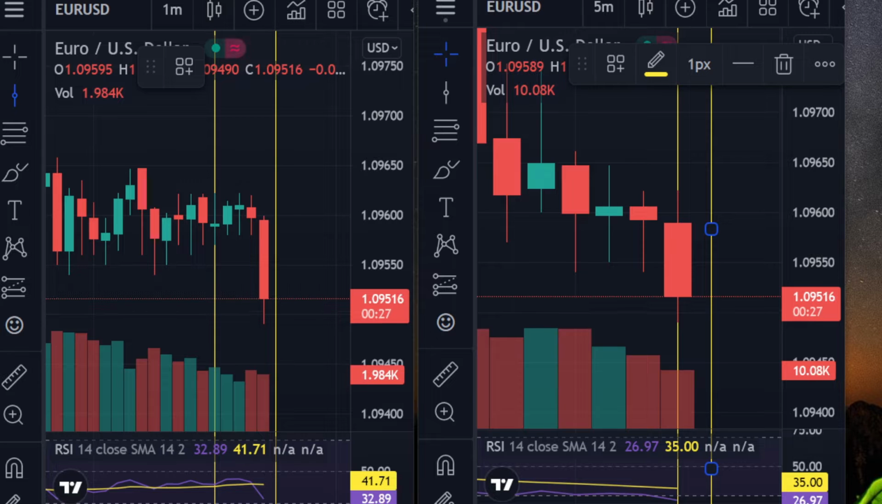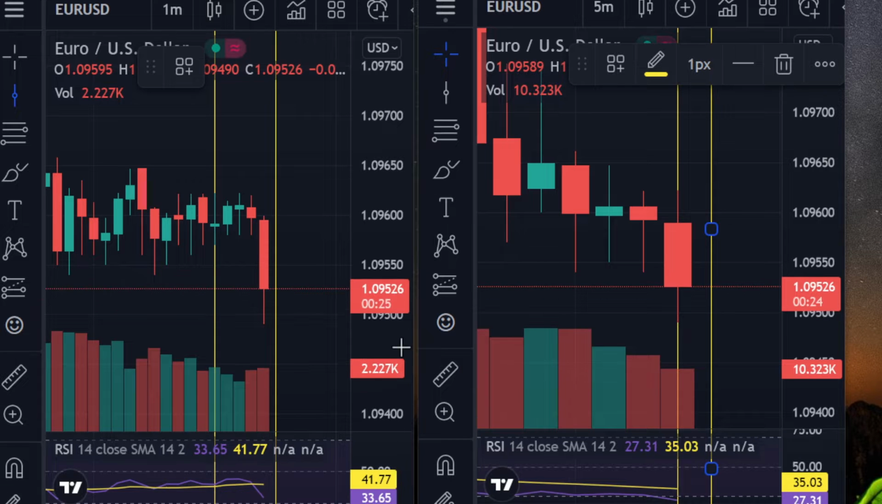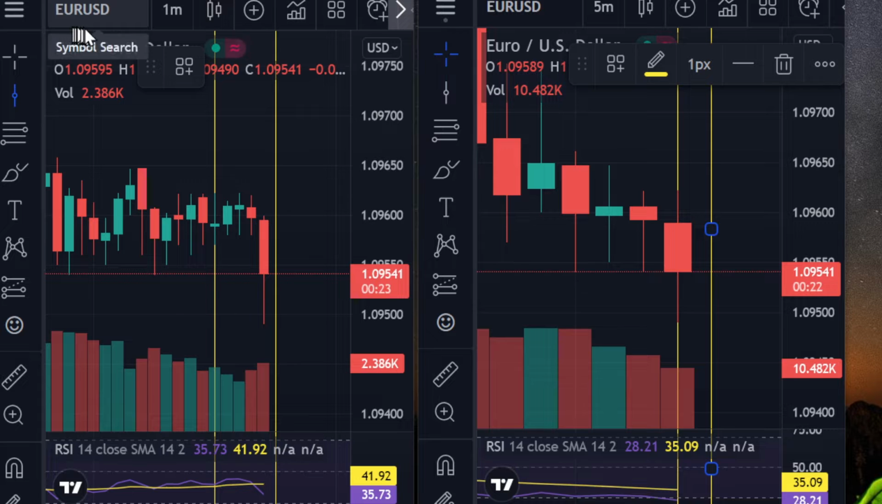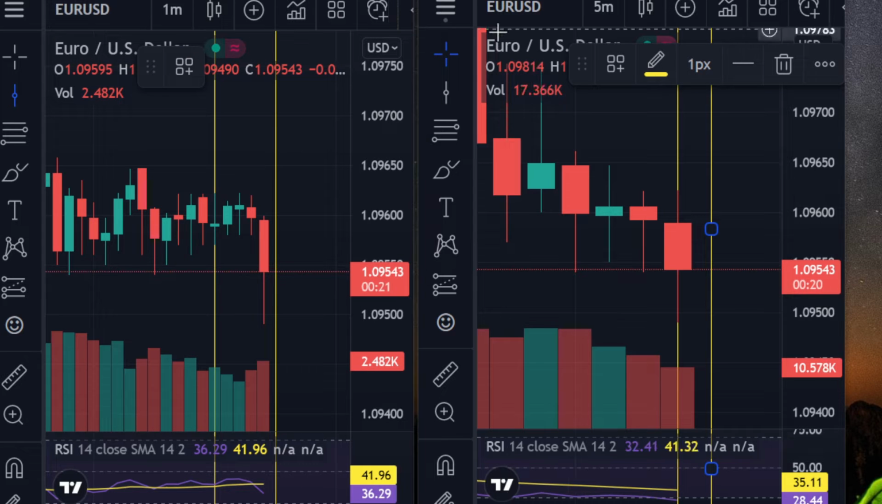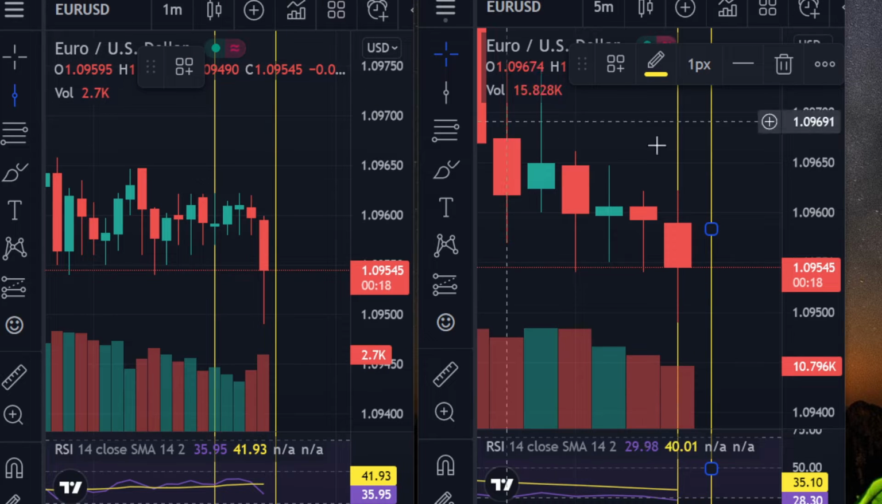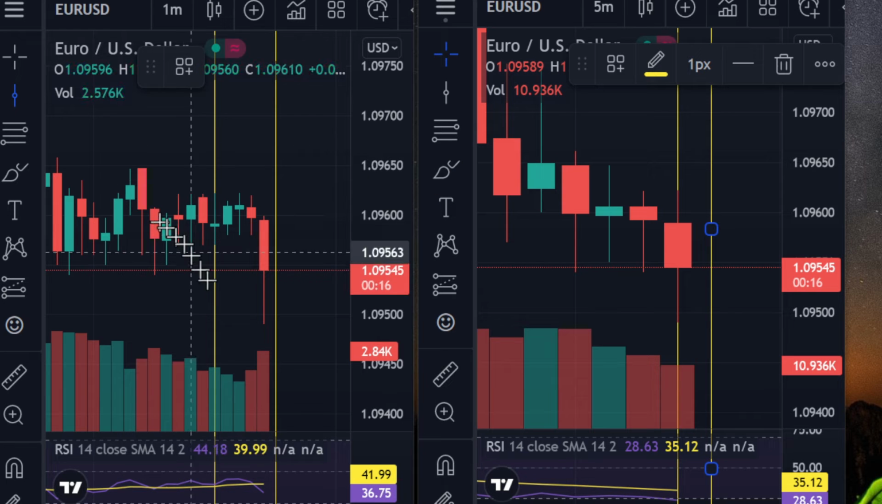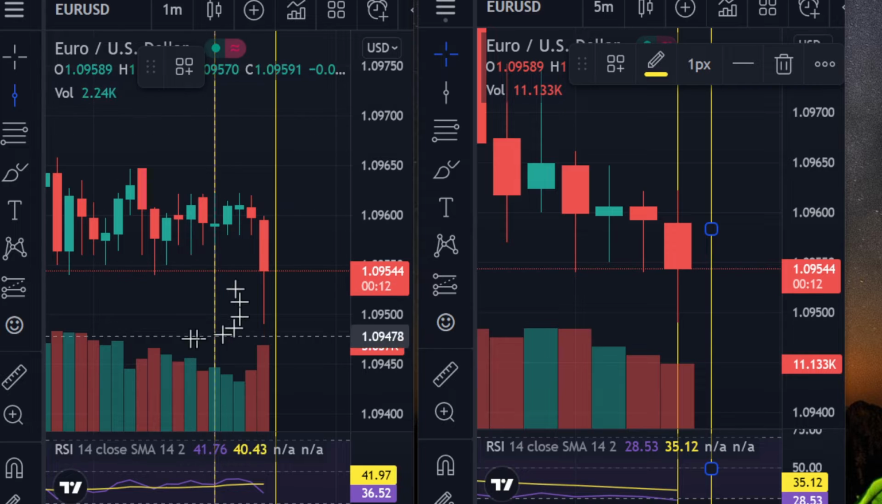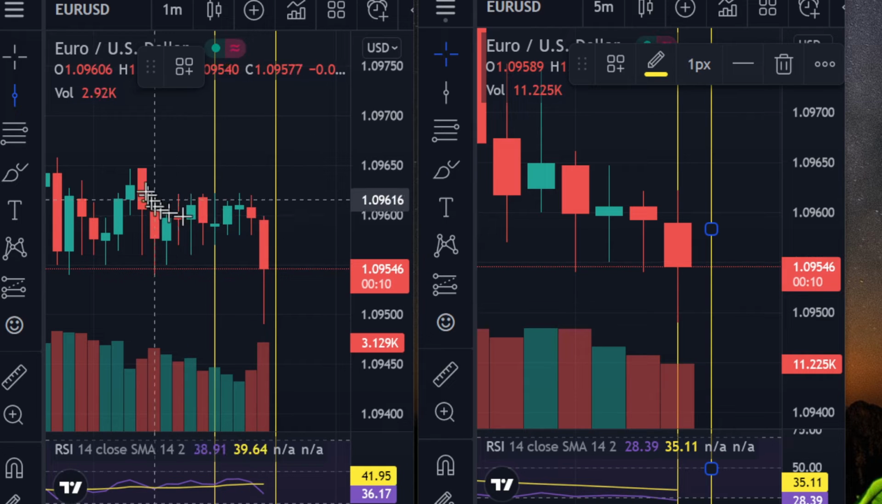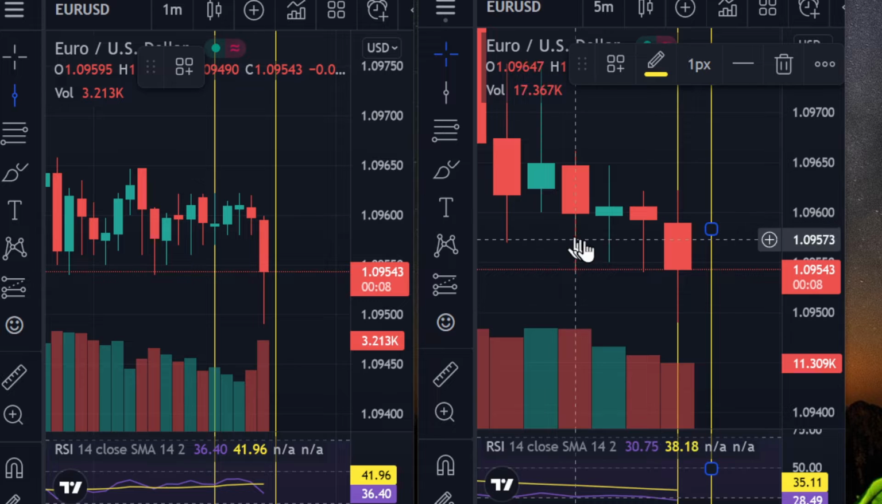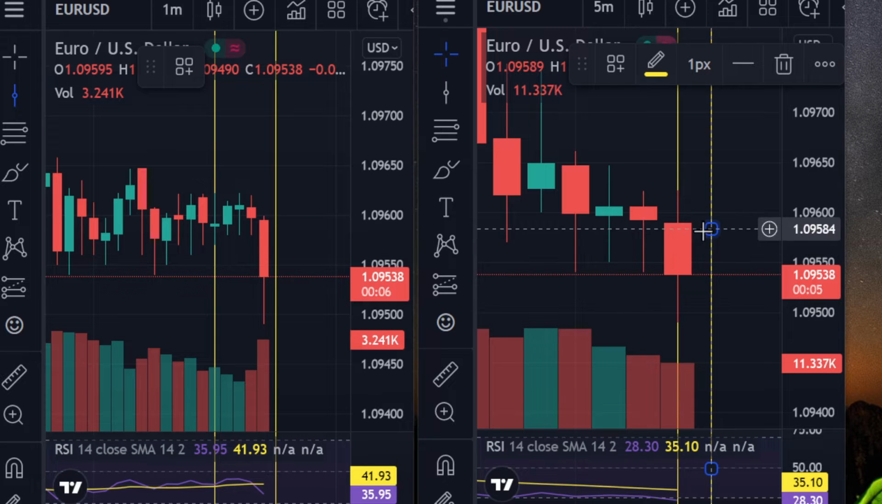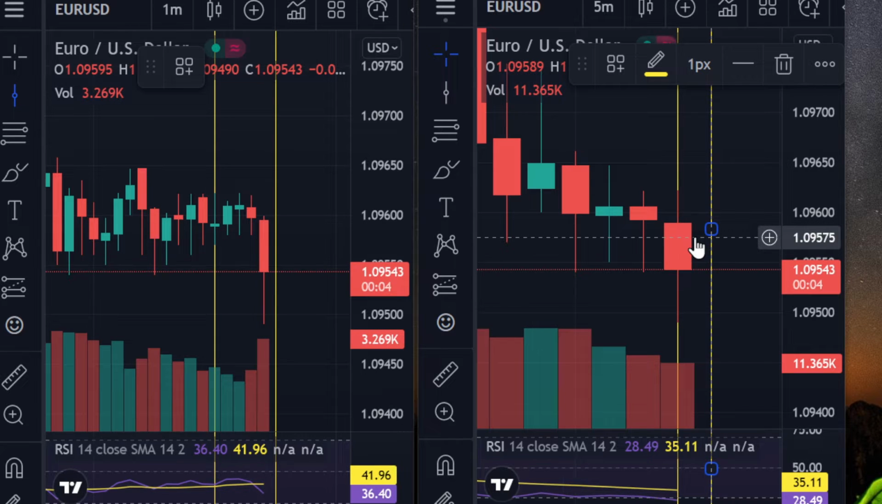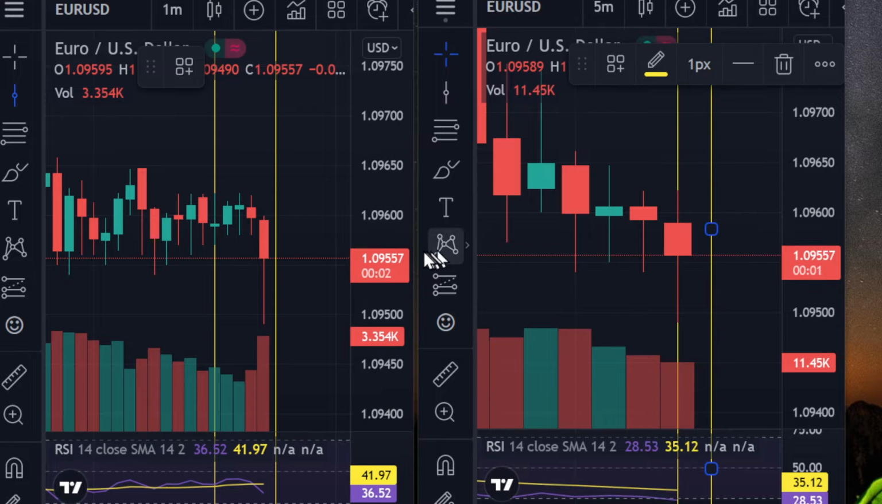But first of all, what I want to show you is that I have the same pair on both windows. I just have two different browser windows up. Same pair, same broker, IDC, but this one happens to be a 1 minute interval window, and this one happens to be a 5 minute interval window. And I might not have explained that before.